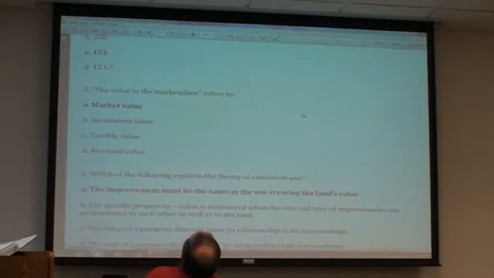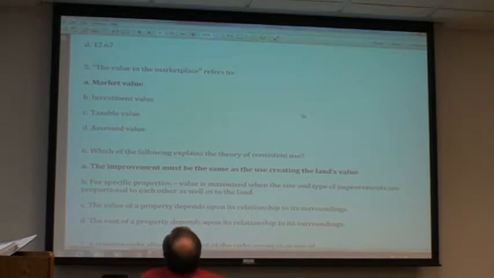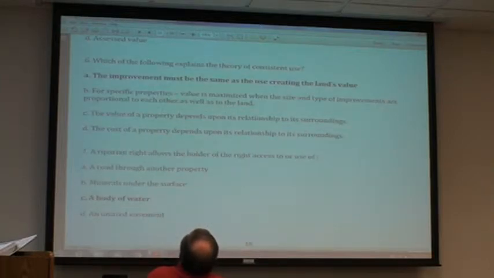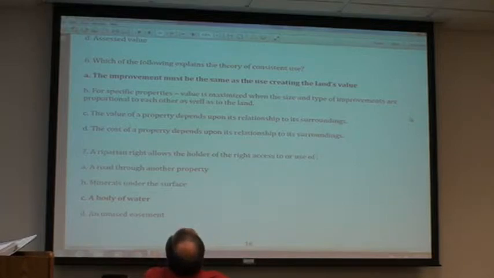Number 5, the value in the marketplace refers to what? A, market value. Number 6, which of the following explains the theory of consistent use? The improvements must be the same as the use creating the land's value is consistent use, A.